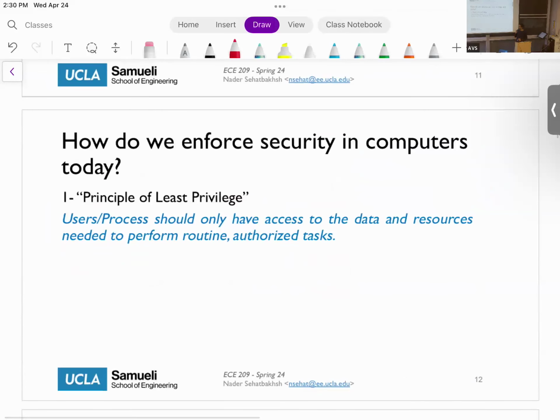We fix this using three main principles. The first one is what we call the principle of least privilege, which means that you usually have two layers when we are running things. We have the privilege layer and we have the user level. There are things that user level cannot do.